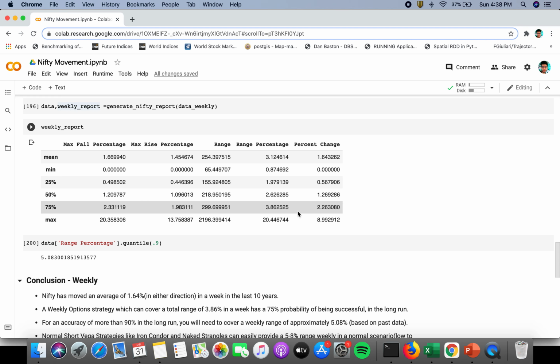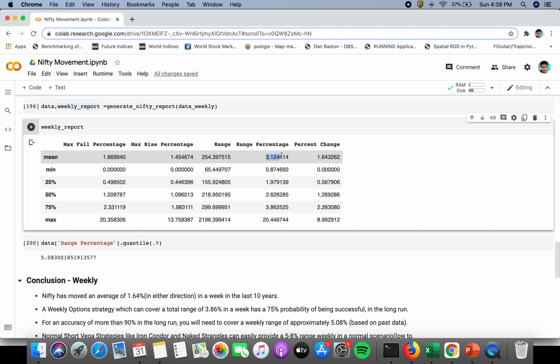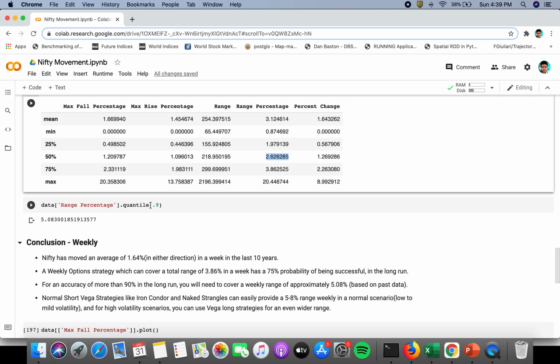Now here you can see that if you talk about the average range in a week, Nifty has moved around 3.12 percent on an average in the last 10 years in one particular week. More precisely, you can consider it to be 2.62, but just to be on the safer side, the conclusion that I can draw from here is that if you are able to fetch a 4% weekly range for yourselves in a weekly strategy that you deploy, I think most of the time you are going to be successful. And again, the 90th percentile of the range comes at around 5.08%.